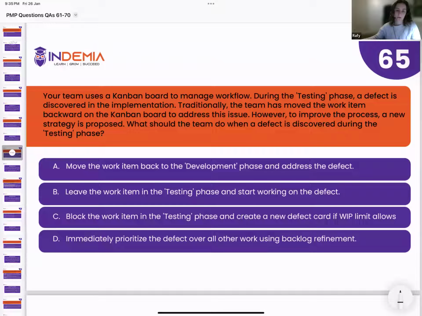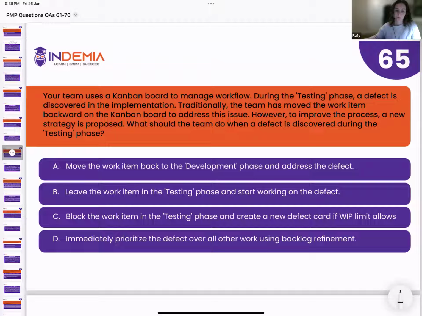Well, first I want to eliminate option A because it says traditionally the team has moved the work item backward, and then it says, however, to improve the process, a new strategy is proposed. So if we want to eliminate the moving backward, then option A would not be applicable. That's correct. Good strategy.